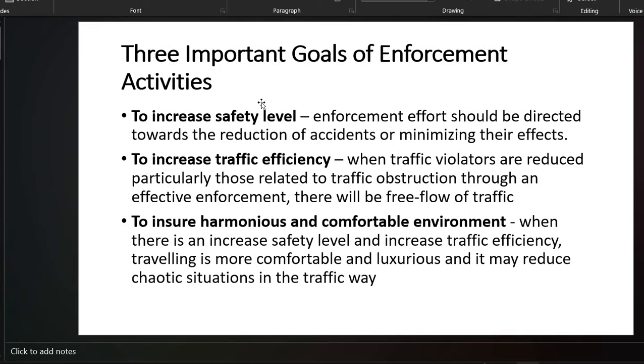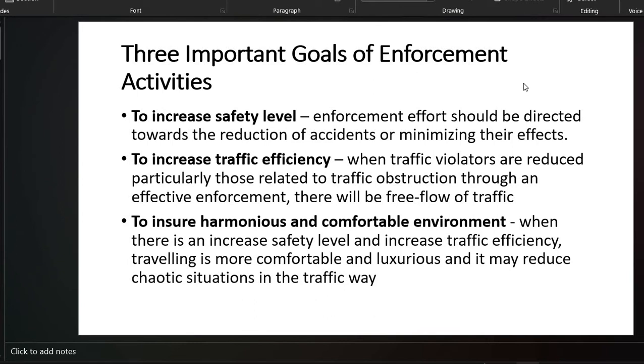3 important goals of enforcement activities. So ano ba talaga yung goal? Baka naman inisip natin props lang yan sila, nandyan lang yan sila para magpa-heavy ng traffic. So the important goals, number 1, to increase safety level. Enforcement efforts should be directed towards the reduction of accidents and minimizing their effects. Okay? Kung hindi man natin kayang ma-eliminate, at least mabawasan.